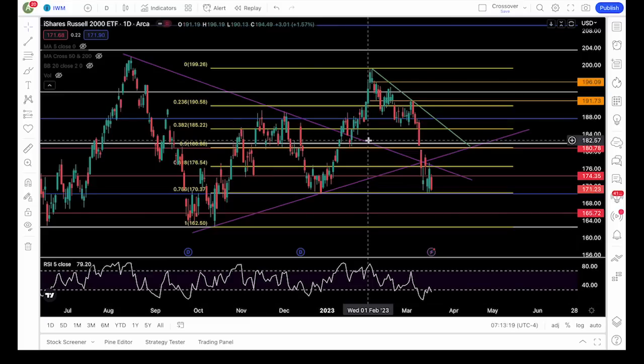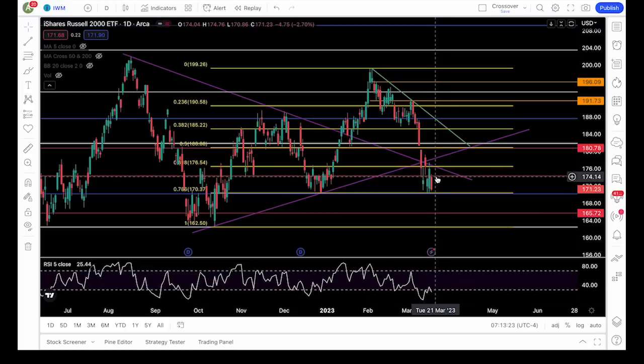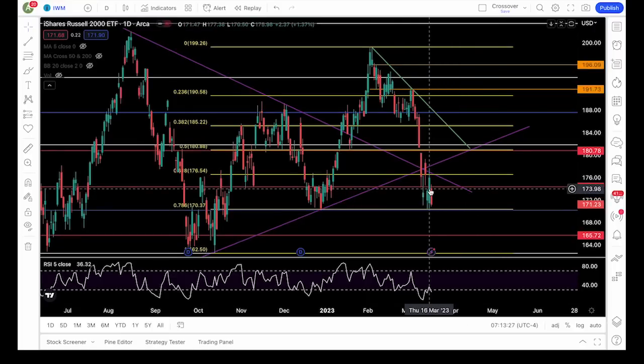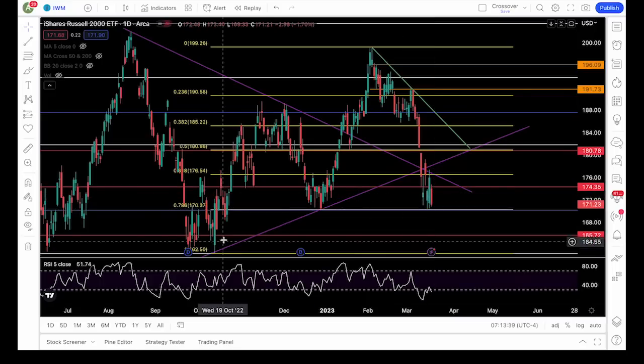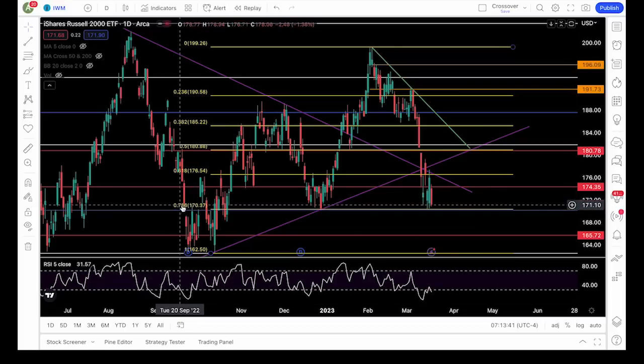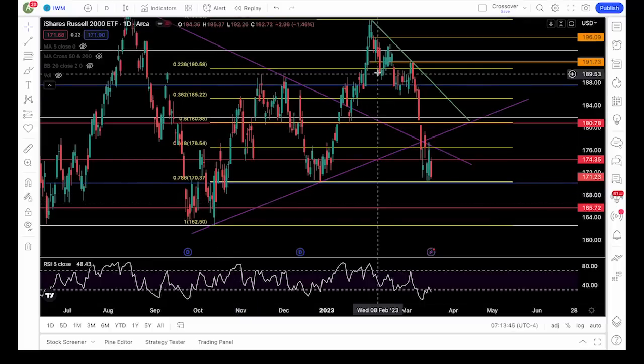IWM showing bearishness here. I had that level 174.3. This is the red trend line here. It recaptured it on Thursday, but on the backtest it got back below it, treated it like resistance, and just found selling pressure. So there's a critical support at 170.37. That's my 78.6 fib level from October low to February high.